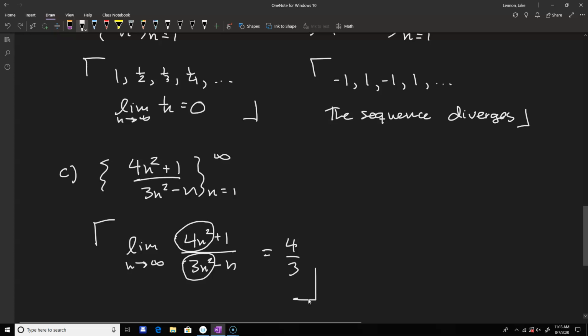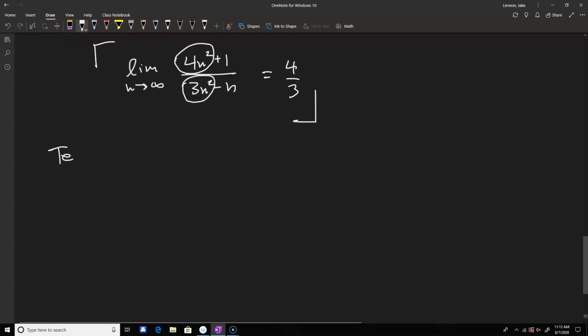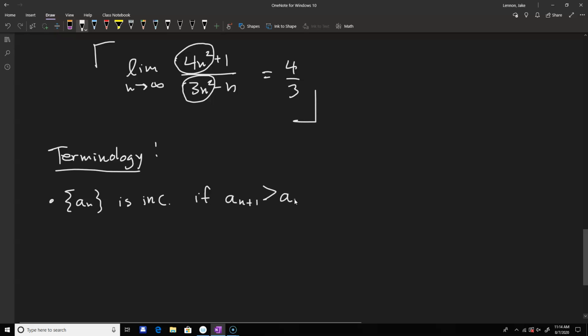So let's go ahead and talk about some other terminology. So some additional terminology. We say a sequence A sub n is increasing, which I'll just abbreviate INC period, if your successive terms are always greater than your previous terms. So A sub n plus 1 must always be greater than A sub n. And analogously for decreasing. But if we said it's non-decreasing, then that's going to change that strict inequality to a greater than or equal to. So A sub n plus 1 must be greater than or equal to A sub n.